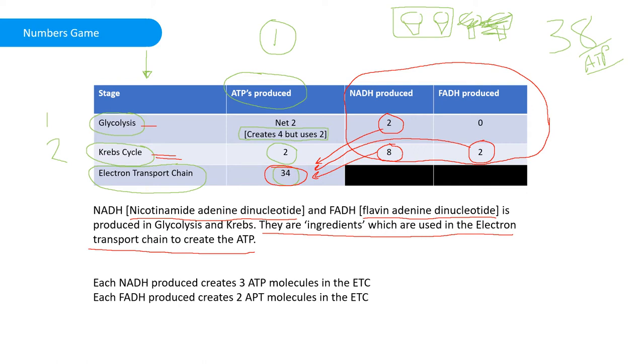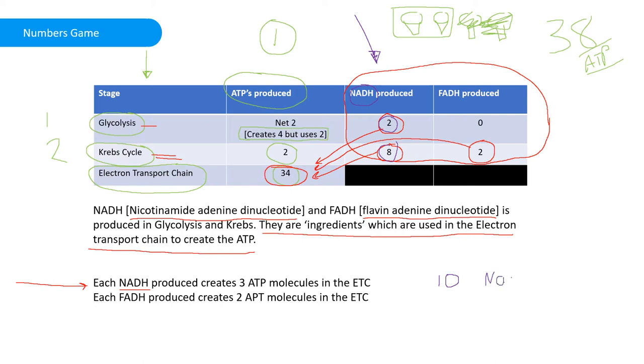So this is how you calculate the numbers. Each NADH produced creates 3 ATP molecules in the electron transport chain. So everything in this column here that I've just identified in purple, each NADH produces 3 ATP molecules. So we've got 2 and 8, which make 10.